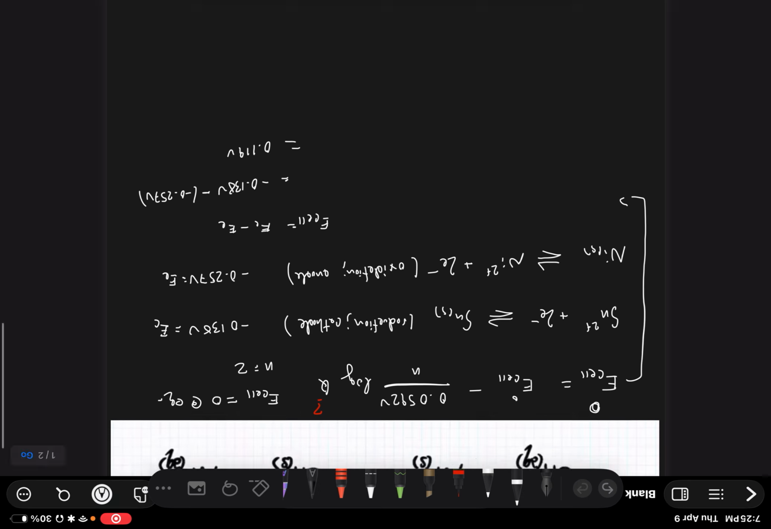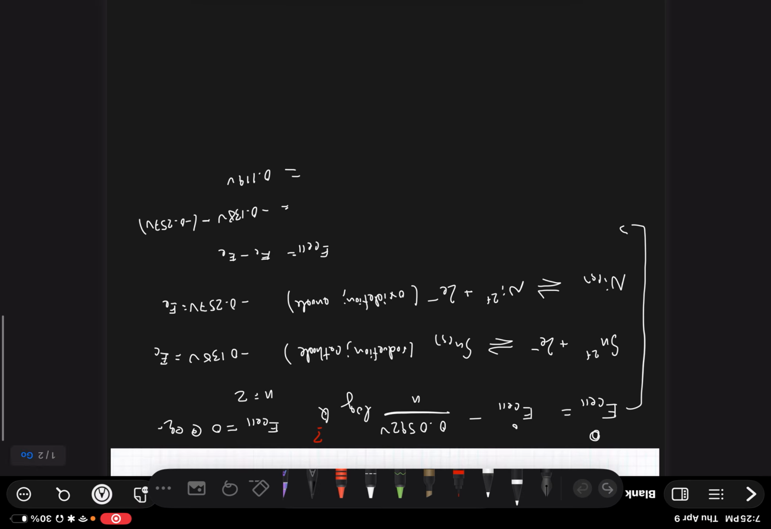Okay, so where were we? We need to manipulate this. E cell is going to be equal to 0, so we could simply move the standard term to the other side. So we get negative E cell is equal to negative 0.0592 volts over n, and n is equal to 2 because we have 2 electrons.